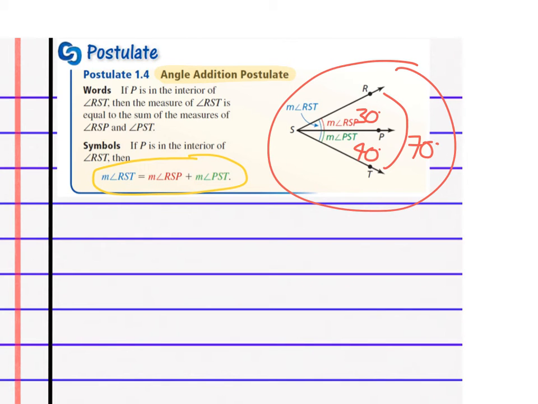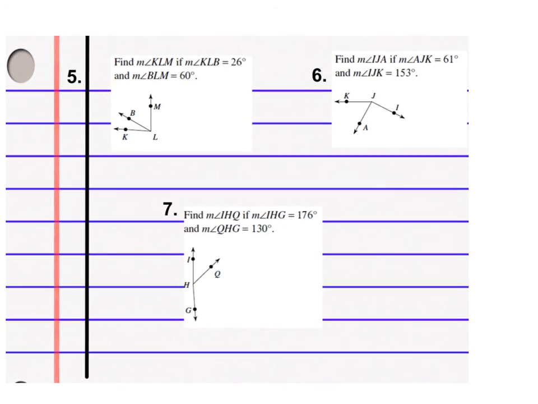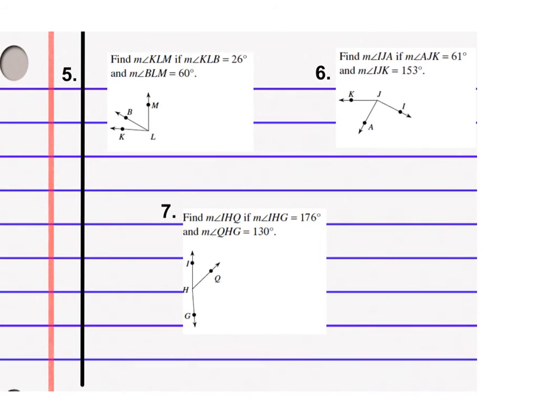If you have one large angle like RST and you break it into two smaller angles, the sum of the smaller angles is equal to the bigger angle. That's what the angle addition postulate is saying. So we're going to use that angle addition postulate for questions 5, 6, 7. If you need to pause to set up your example problems, pause the video. I'm going to go ahead and start solving them.